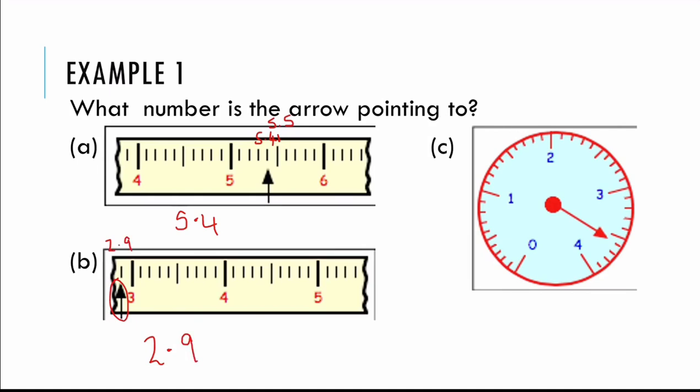And in our last example, again, even though it's a dial this time, each whole number is still split into 10. So I know that this here is going to lie between 3 and 4. It's going to be 3 point something. I know that there is 3.5 halfway, so that one must be 3.6.